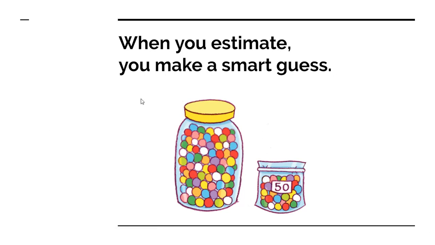When you make an estimate, you make a smart guess. So, what that means is you look at what you have or what you know, and then you make a guess. So, let's look at this example. The bag shows us 50 marbles. So, if I wanted to estimate how many were in the jar, how many would you say? Would 10 be a good estimate?